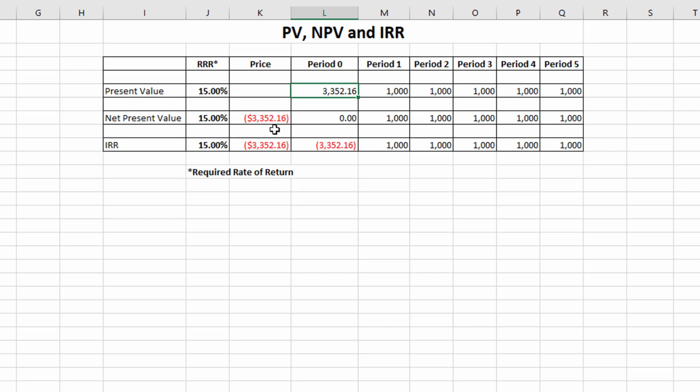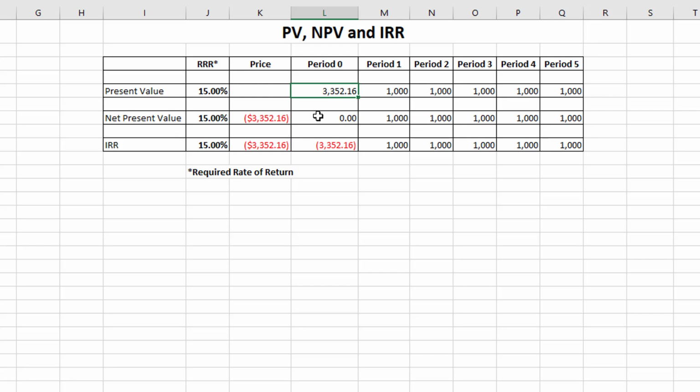If I pay $3,352.16 for that investment, then the net present value of that investment is actually 0. And what does that mean? It means the price that I have paid, this money goes out, is exactly the value of that income stream discounted at 15%. It has a 0 net present value.